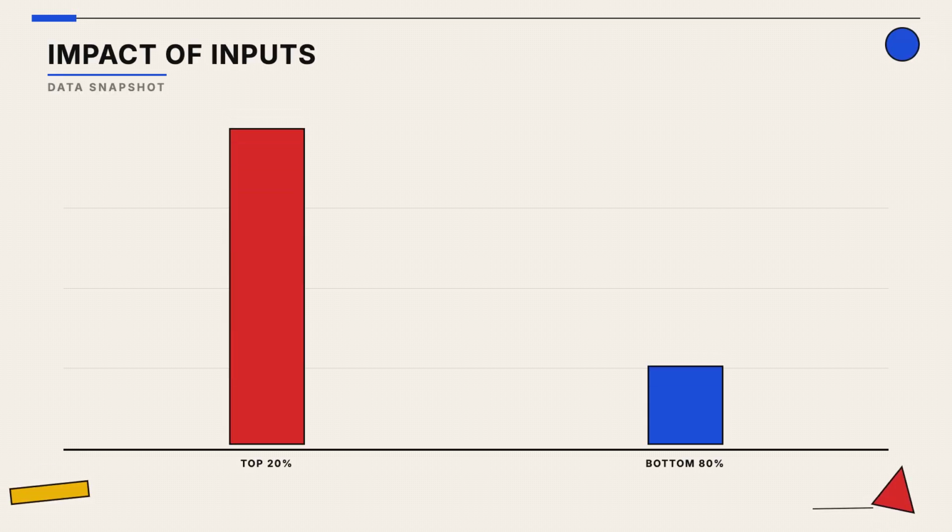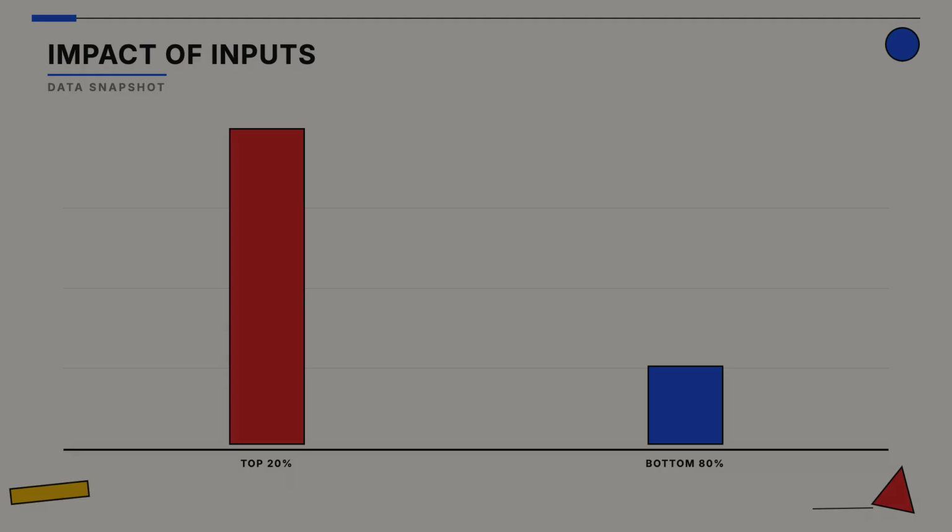This chart shows the disproportionate impact. By targeting that top 20%, you achieve most of your results with far less wasted energy.